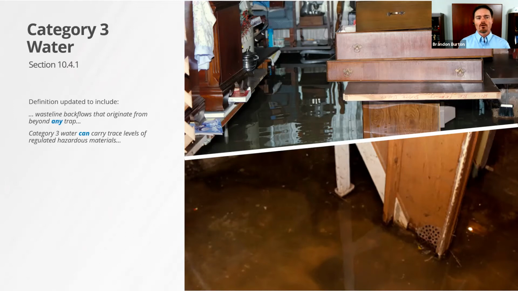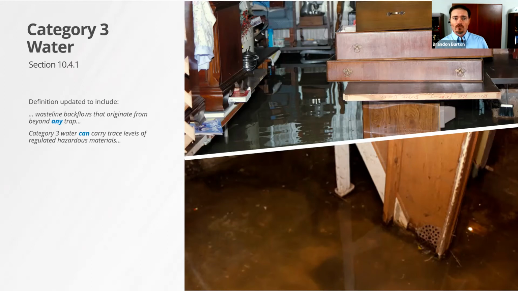First, with Category 3 water, there were two words, and they seem like very tiny words, that changed in the definition. You can see them in blue on screen: waterline backflows that originate from beyond any trap. The previous language in the S500 did not contain the word any, and that created some confusion around the definition, that Category 3 water was water that originated from beyond a trap. Well, any trap clarifies that it does not matter what that plumbing system is. If the plumbing system has a trap, a structure designed to create basically a water plug to prevent the backflow of gases and other unwanted things up into the structure, that can be potentially contaminated and potentially have negative health effects.